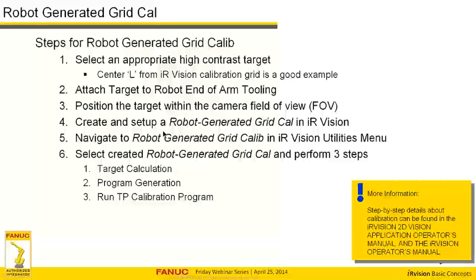There's a special calibration for robot-generated grid cal. So you go ahead and create one of those in iRVision. Then you navigate to the utilities menu, and you perform the 3 steps of robot-generated grid cal. Those being the target calculation, the program generation, and then the output of the program generation is a TP program, which you then run, which then actually does the calibration.